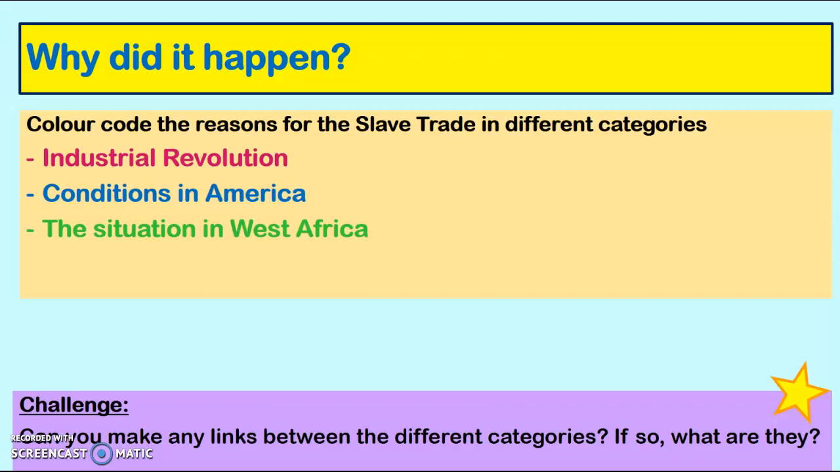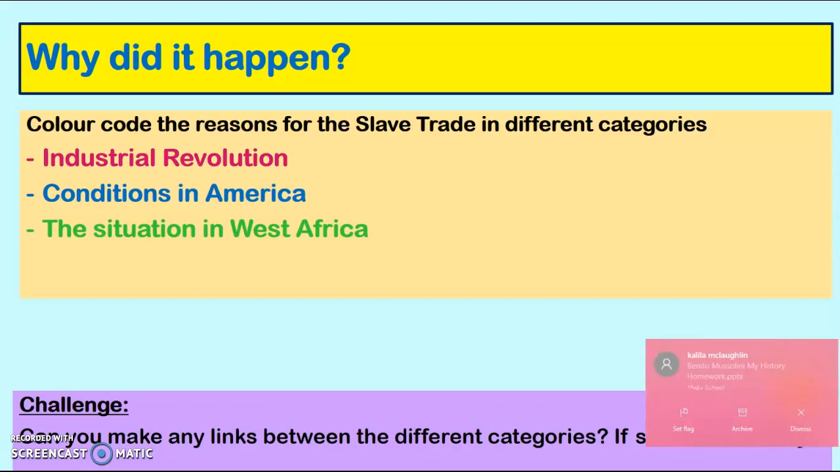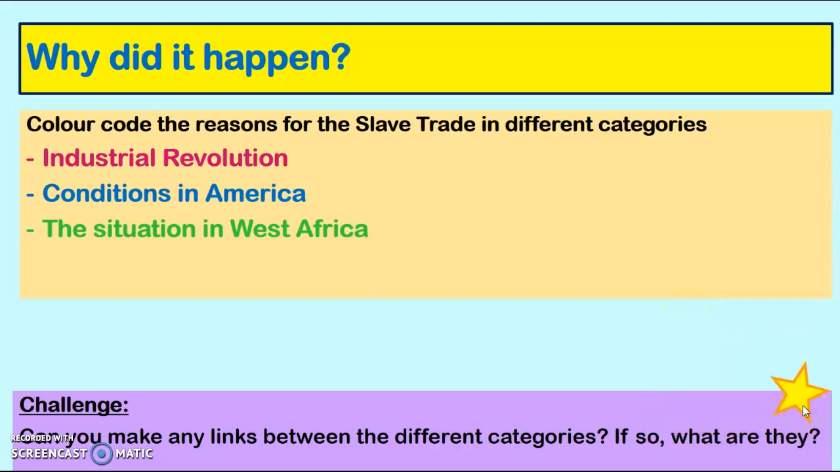What you can do is have a think about which one of those you think contributed most to the slave trade happening, or were they all reliant on one another? You could also think about whether there are any links you could make between the different categories, and if so, what they are. Next lesson, we're going to be having a look at what the reasons for the slave trade were and how we can write that up in some extended writing. I'm going to take you through that.